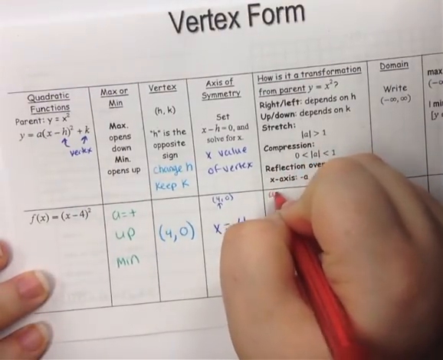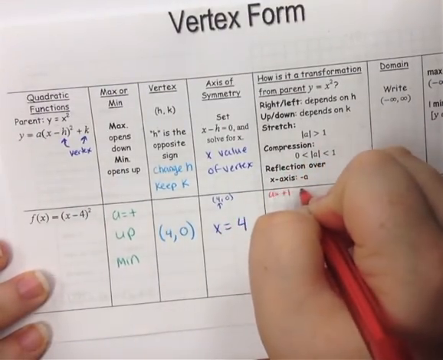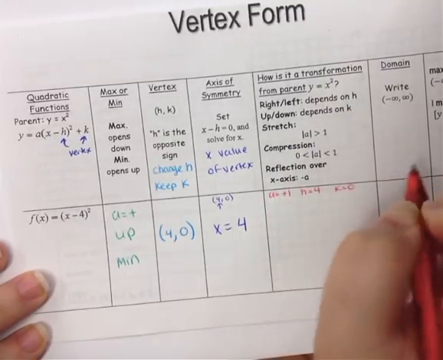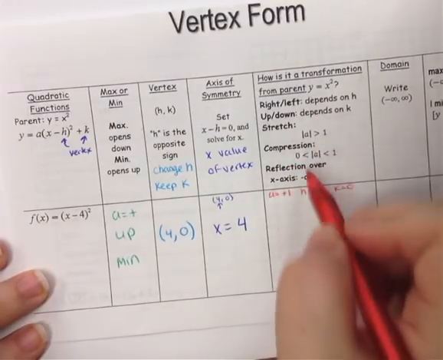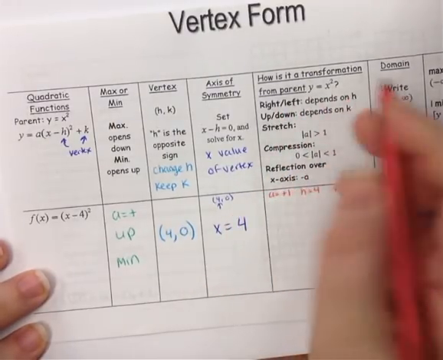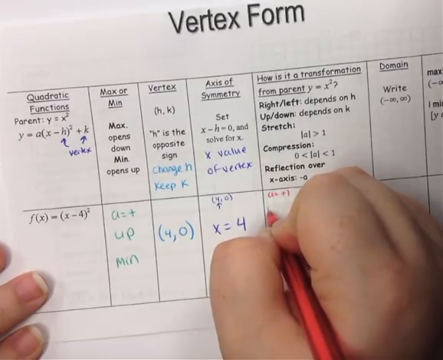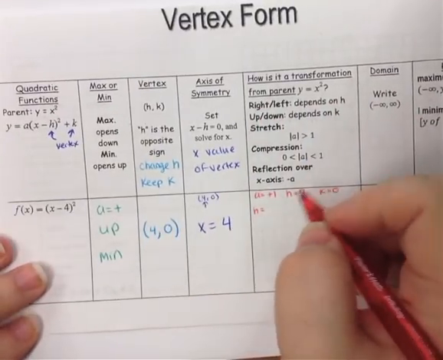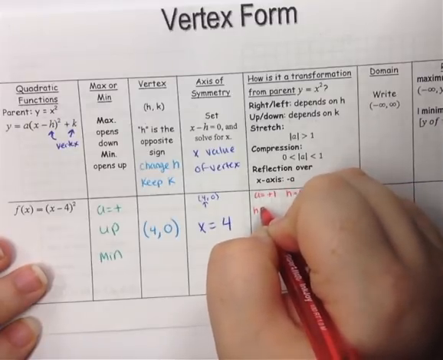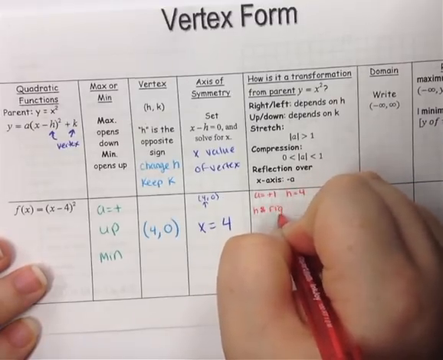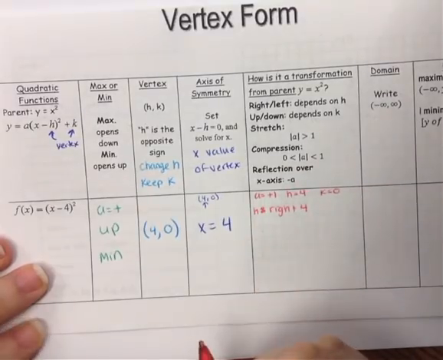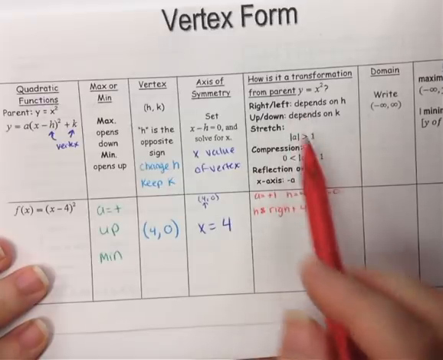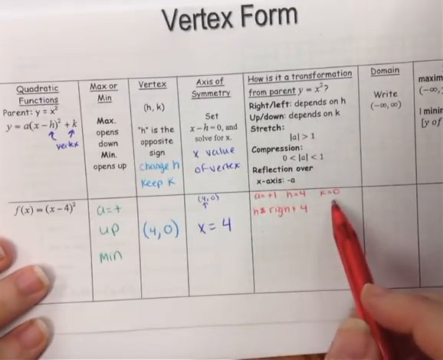The a value is equal to a positive 1. The h value is equal to a positive 4, and the k value is equal to 0. The h tells us left and right. So h is a positive 4. If it's positive, you would go to the right, so it's going to the right 4 spaces. Since k is 0, it is not going to go up or down at all, so we don't even have to write that. There is no up or down.